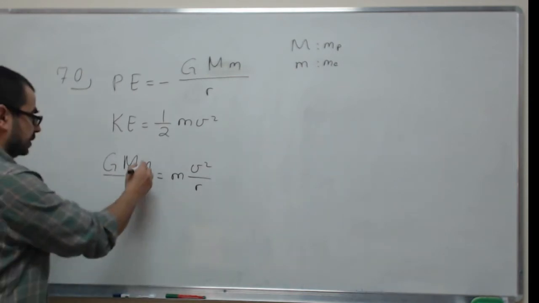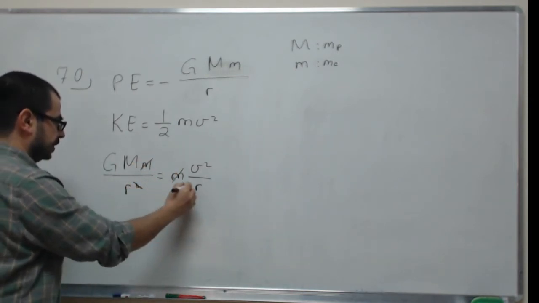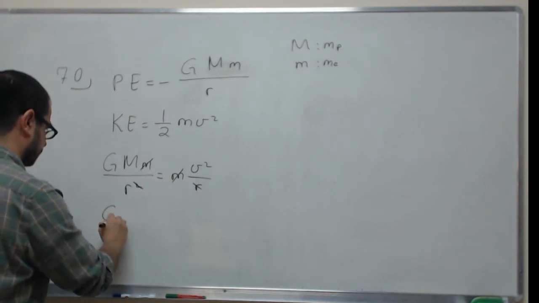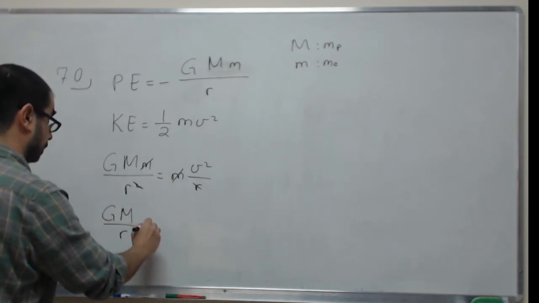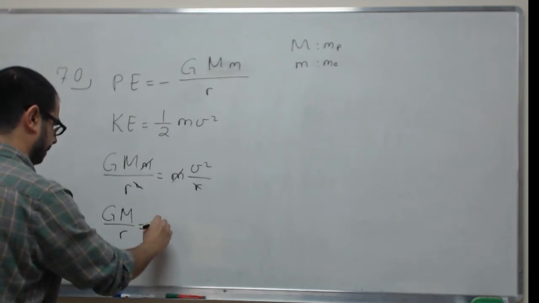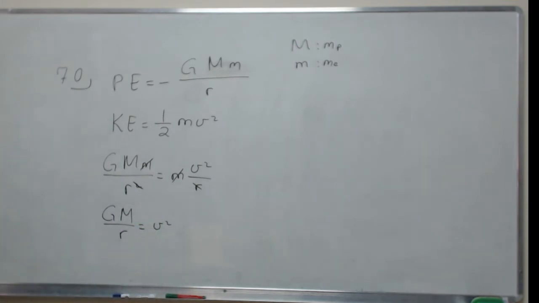All right, so we have this cancellation. We get this G M over r is equal to v squared. So we get an expression for v squared. Now, to move further, what we need to do is to put the quantization condition.